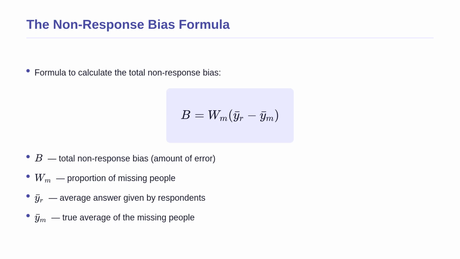The symbol Y bar subscript R is the average answer given by the people who responded. And Y bar subscript M is the true average of the people who went missing. As the proportion of missing people increases, it multiplies the difference between the two groups, causing the bias to grow rapidly.